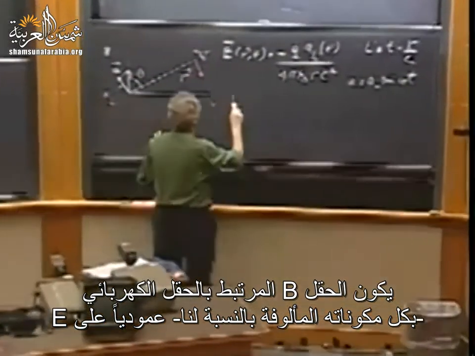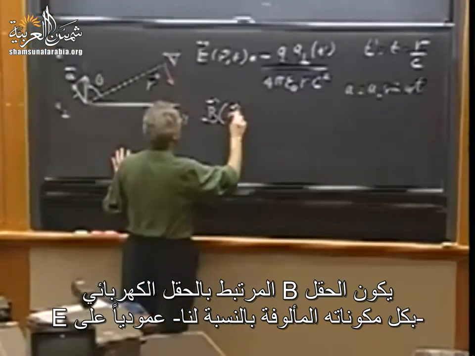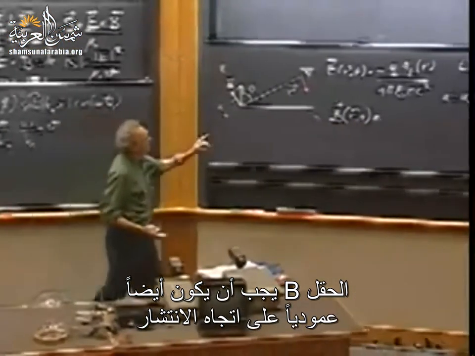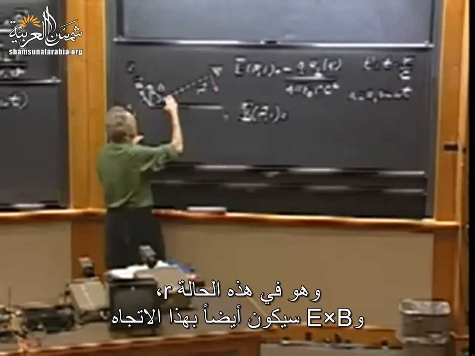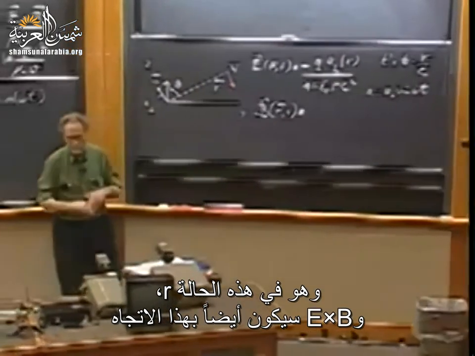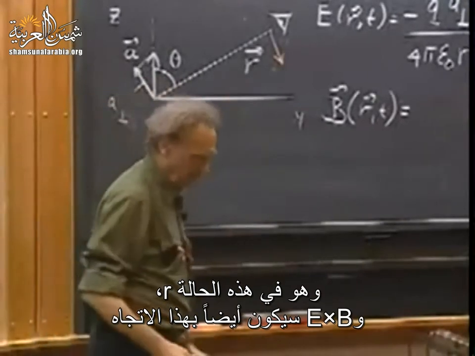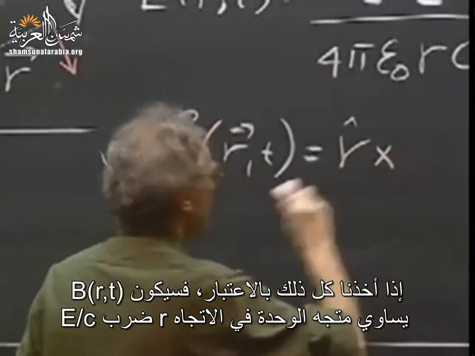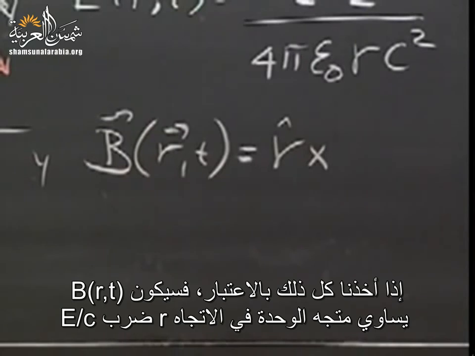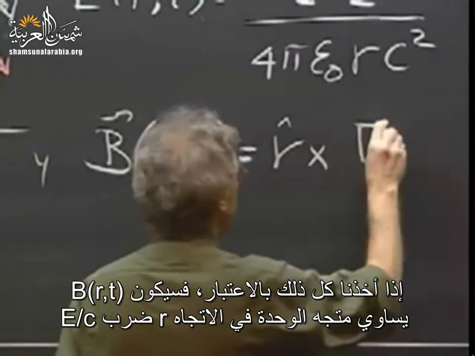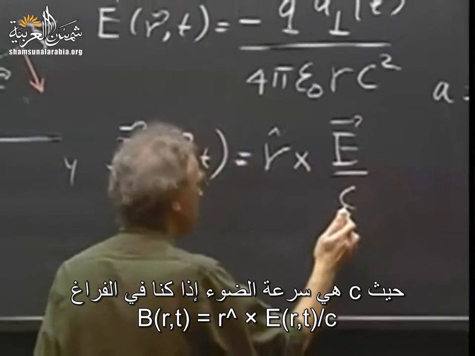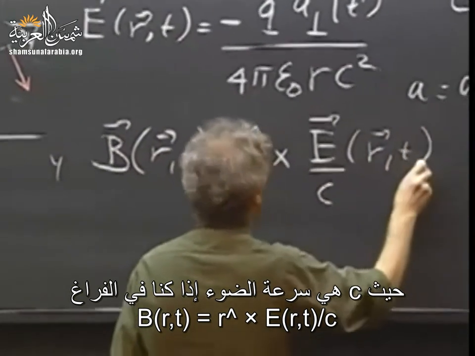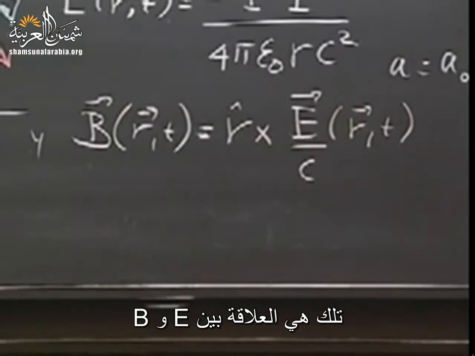The associated B field has all the ingredients that we are familiar with. It's perpendicular to E, and the B field must also be perpendicular to the direction of propagation, which in this case is r. And E cross B will also be in this direction. And if you take all that into account, then you can write the B vector as the unit vector in the r direction times E divided by c, where c is the speed of light if it is in vacuum, and that is then at r, t. So that's the connection between E and B.